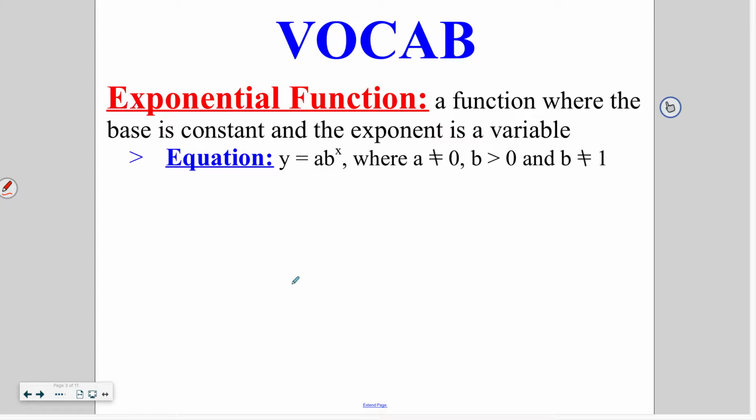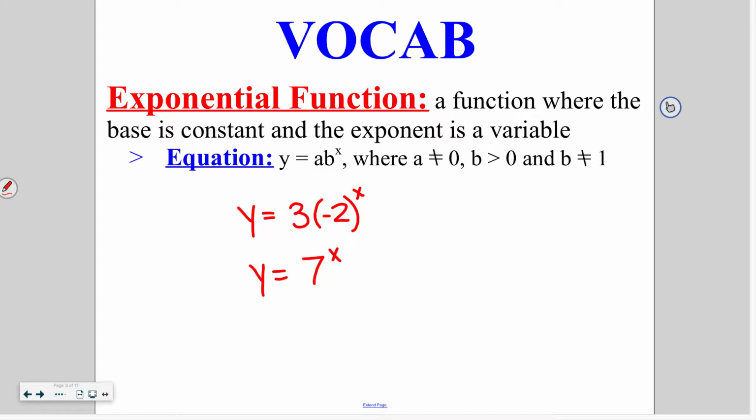So if you look at the equation, we've got y is equal to ab to the x power, where a can't equal 0, b has to be greater than 0, and b cannot equal 1. So to break down what this means a little bit, for example, I could have y is equal to 3 in parentheses negative 2 to the x power, or I could have y is equal to negative 7 to the x power. Difference between these two.